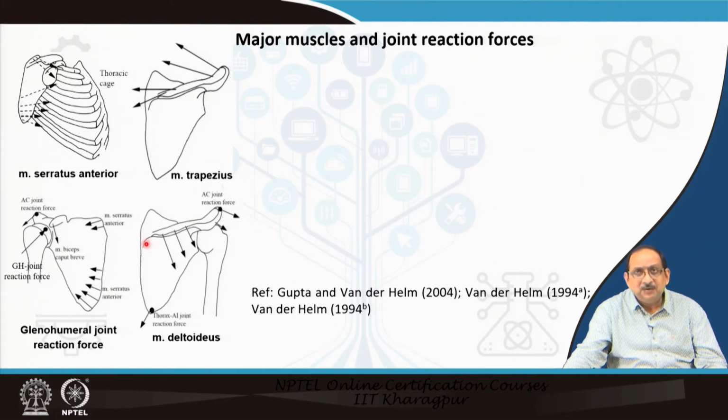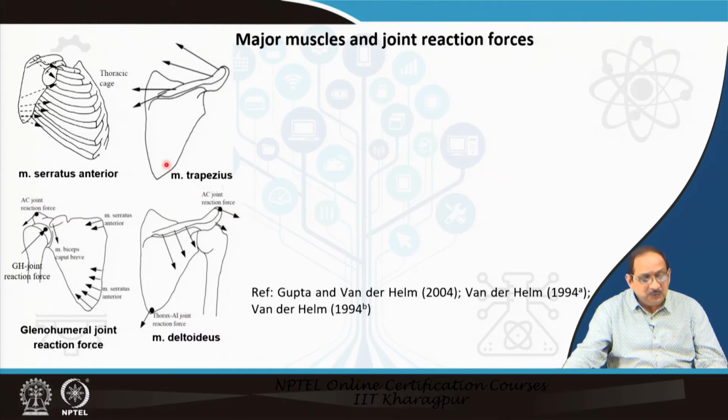In reality, however, the force is distributed along the medial border. The thorax AI reaction force is acting normal to the scapular plane and has a large moment arm about the horizontal axis passing through the scapular spine.